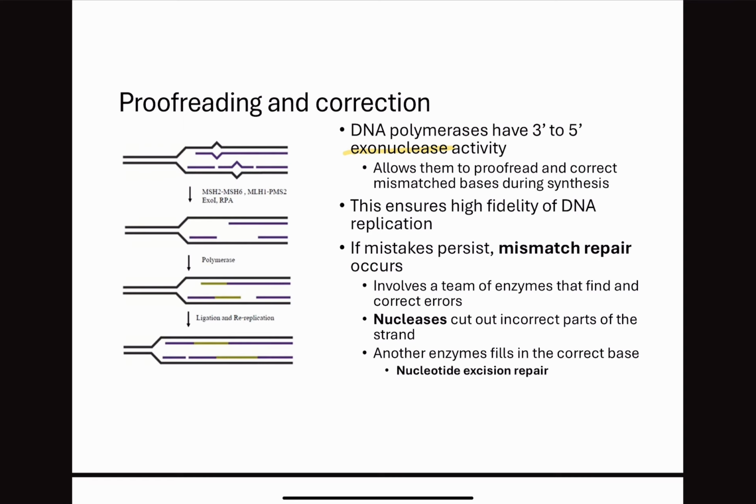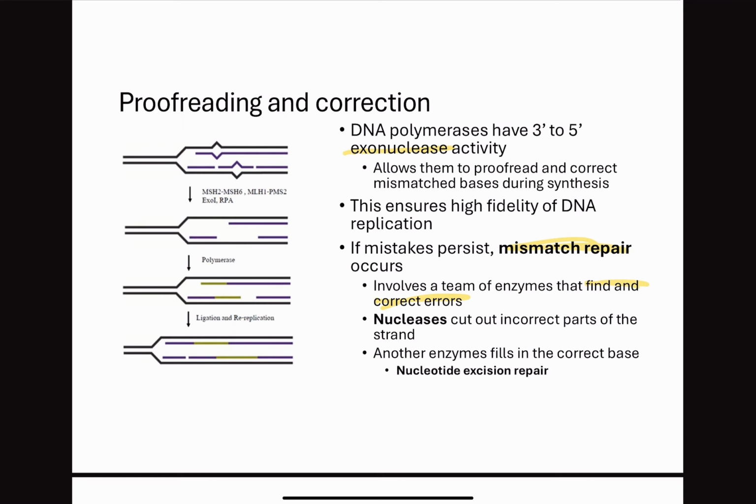Sometimes, however, the mistake can slip through, especially after replication, and that's where mismatch repair comes in. In mismatch repair, we have a team of enzymes that is going to find and correct the errors that DNA polymerase missed. The enzymes look for mismatched pairs in the newly made DNA, and they cut out that incorrect part via nucleases. Then another enzyme fills in the correct bases, and the final strand is sealed by DNA ligase.